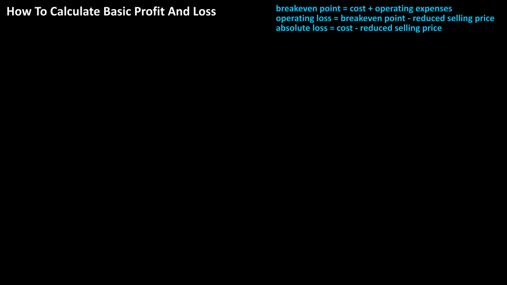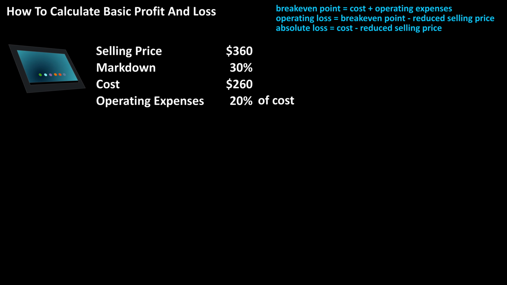Let's say that a retailer sells a tablet for $360. It is marked down 30%. The cost of the tablet is $260, and operating expenses are 20% of cost. What is the operating loss, and what is the absolute loss?